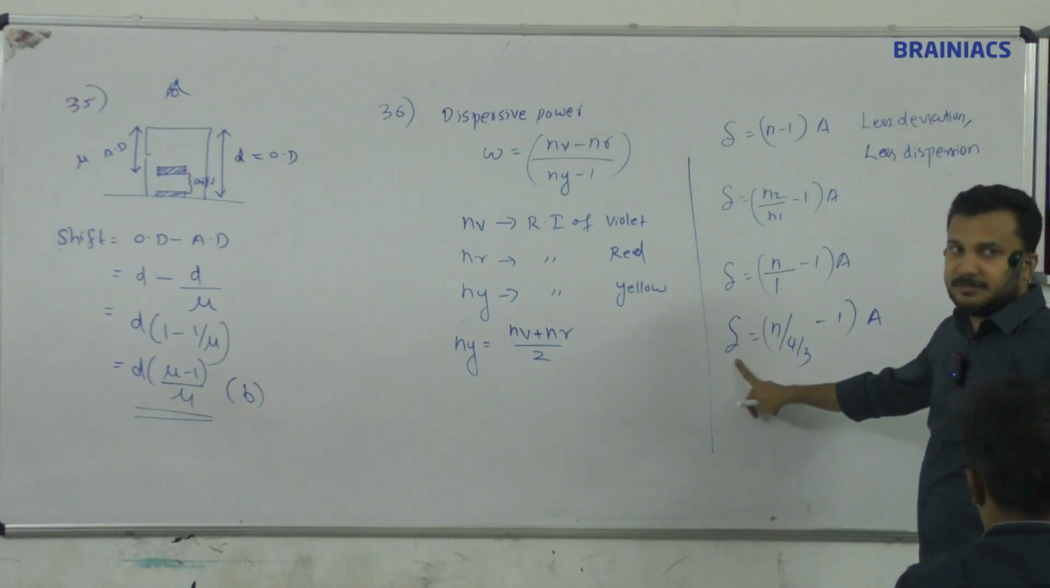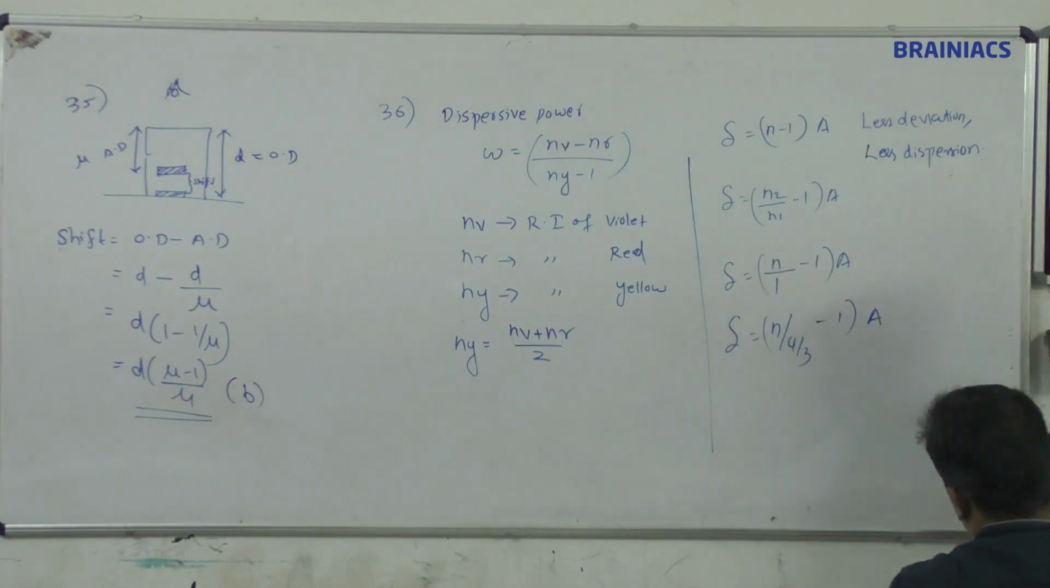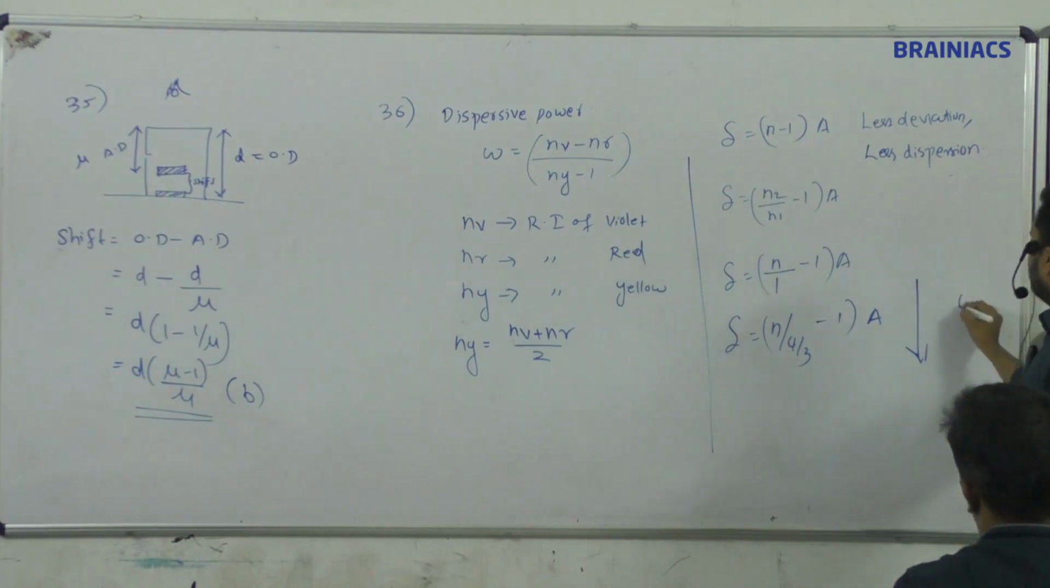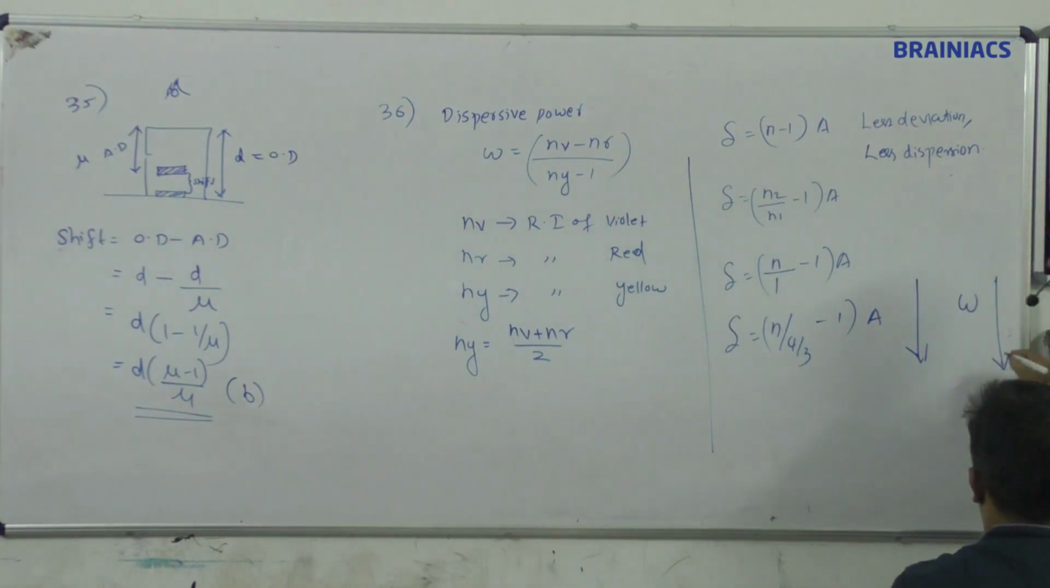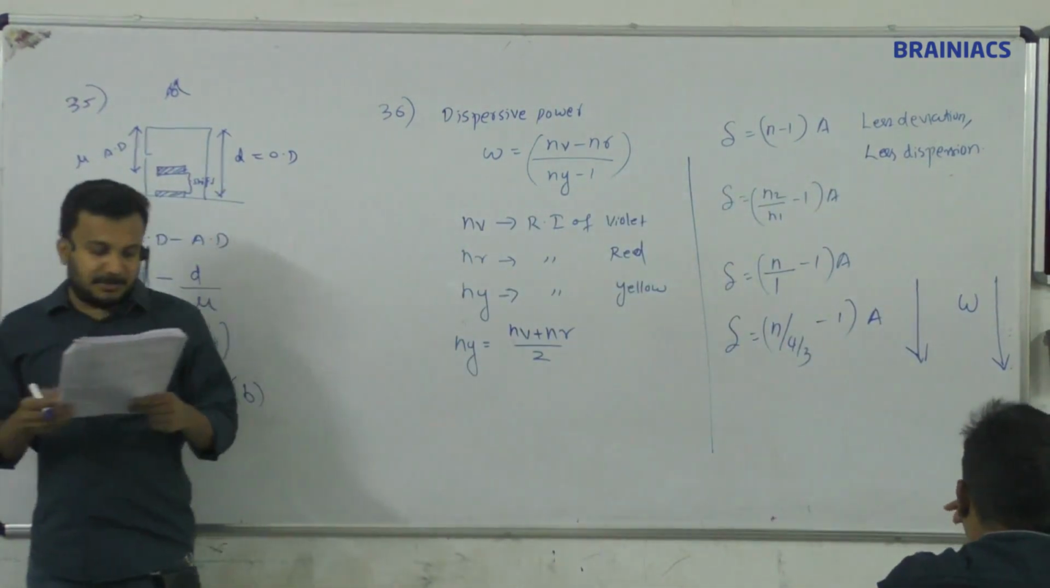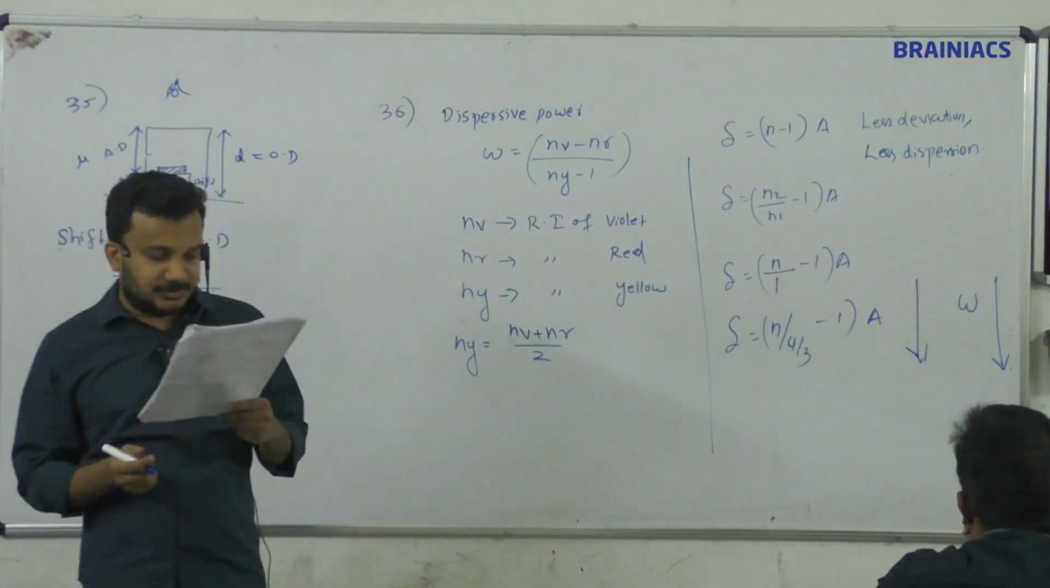So what will happen to deviation? Increase or decrease? Deviation decreases. Delta decreases means omega is also, what will happen? Decreases. So dispersive power also reduces.